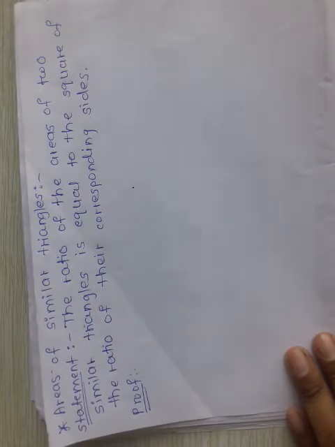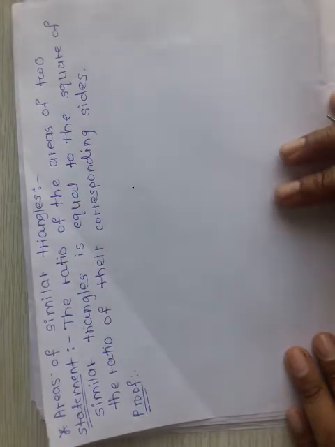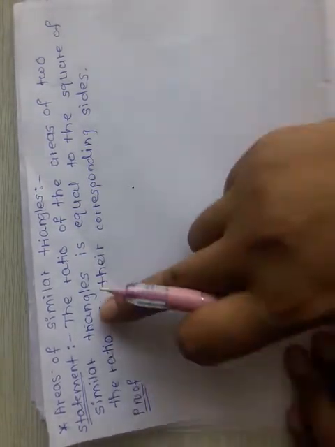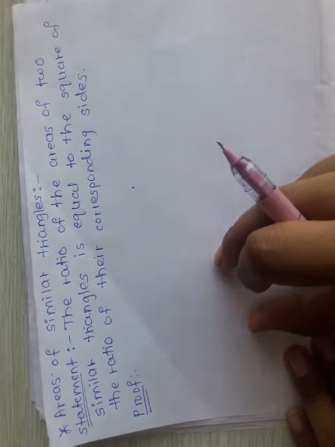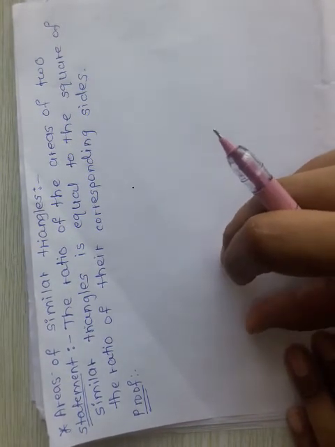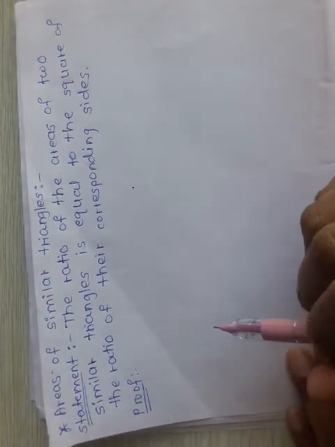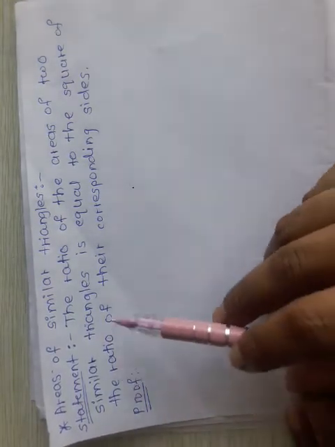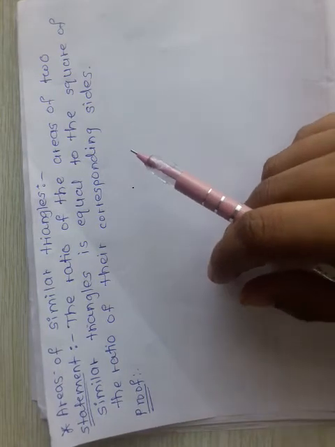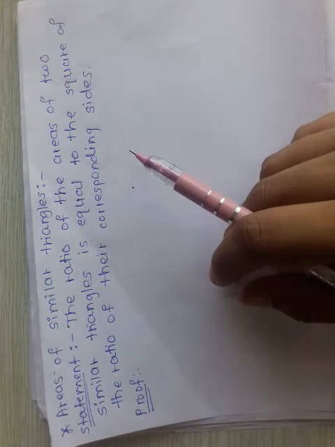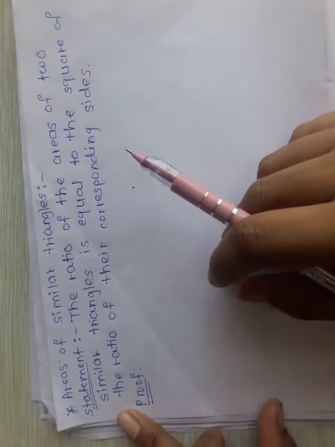Now in this section we are going to study our new topic, areas of similar triangles. Two triangles are given to us, and that they are similar is also given. We have to prove the relation between the areas of those similar triangles. The statement is also given to us.